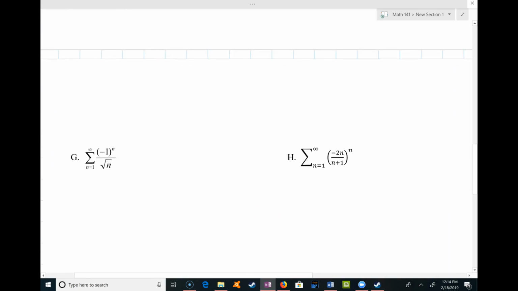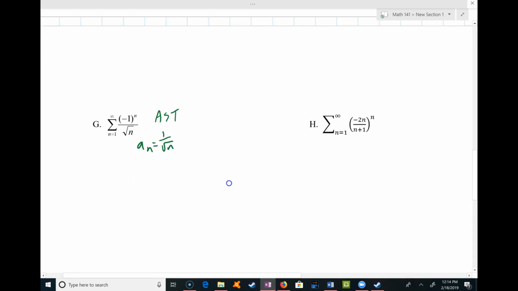There's another alternating series test. You could run through the similar one I just did. You could show that it is definitely positive for all n, and so you pick your a sub n to be 1 over the square root of n, and it's decreasing because the square root of n plus 1 is bigger than the square root of n, and that definitely goes to 0. So you could prove that it converges.